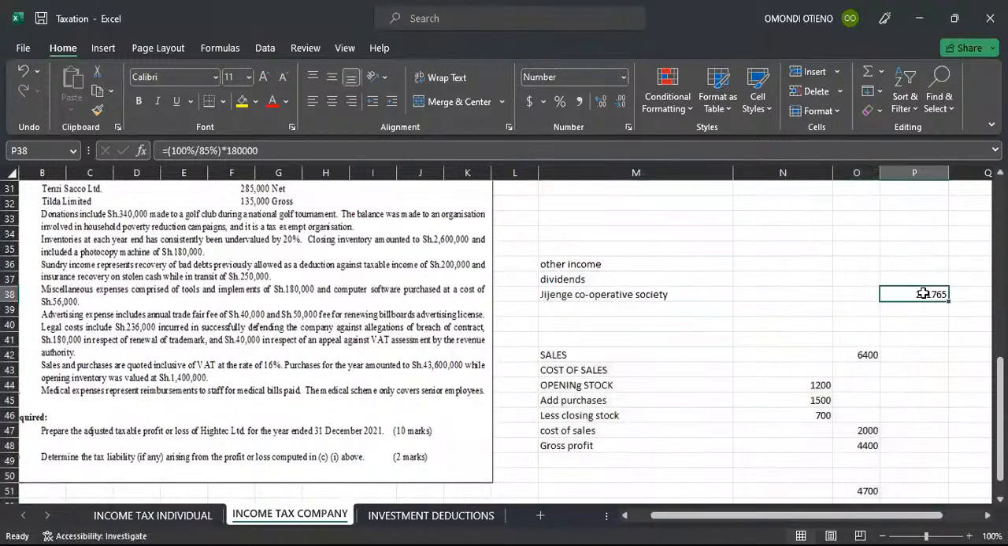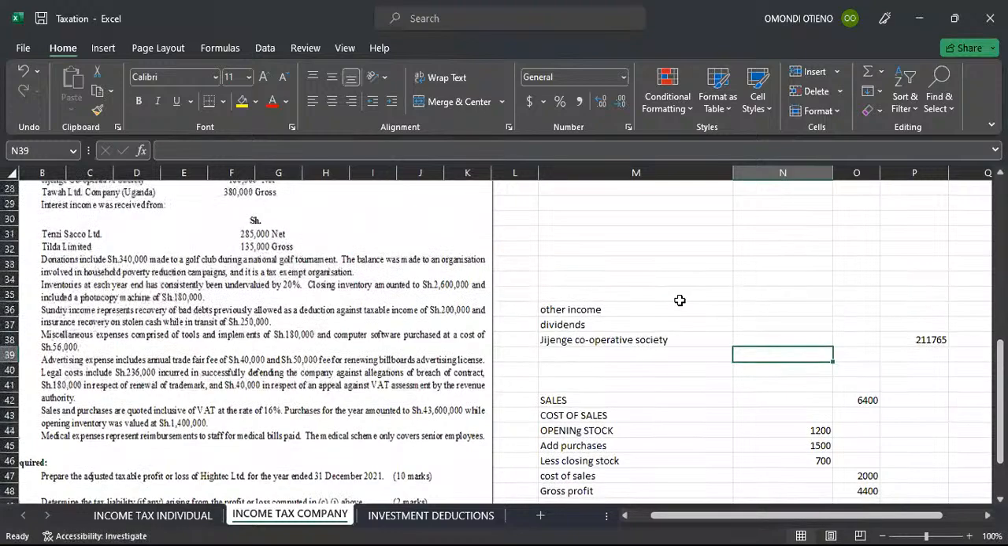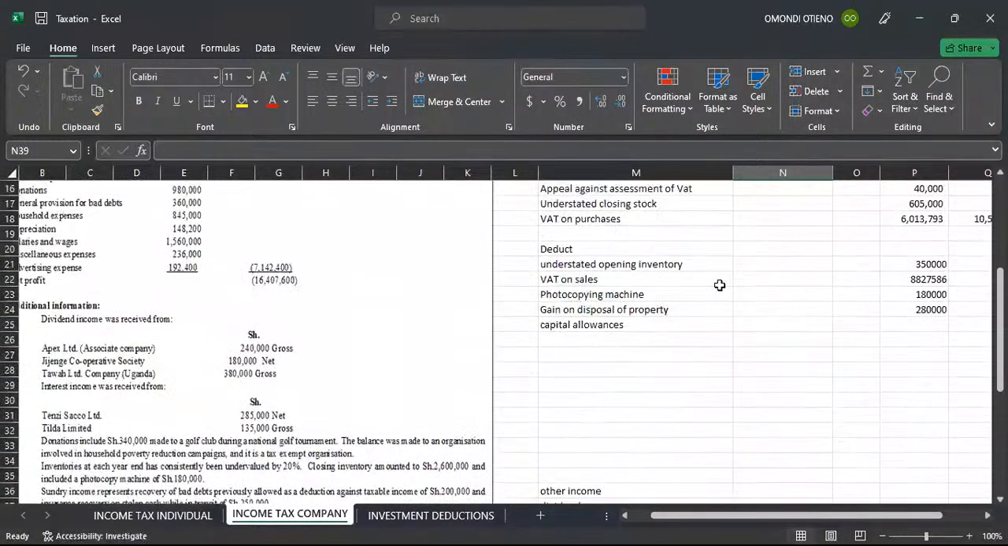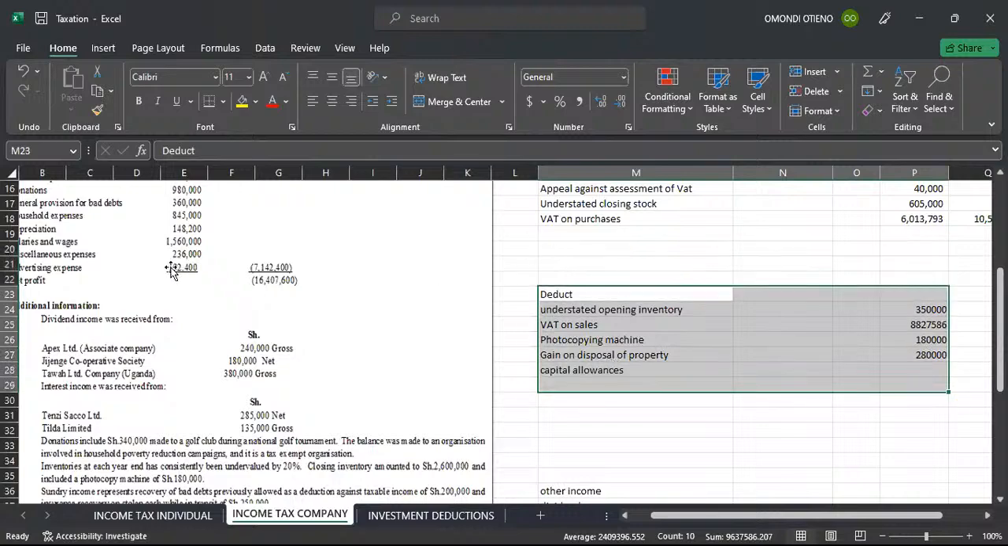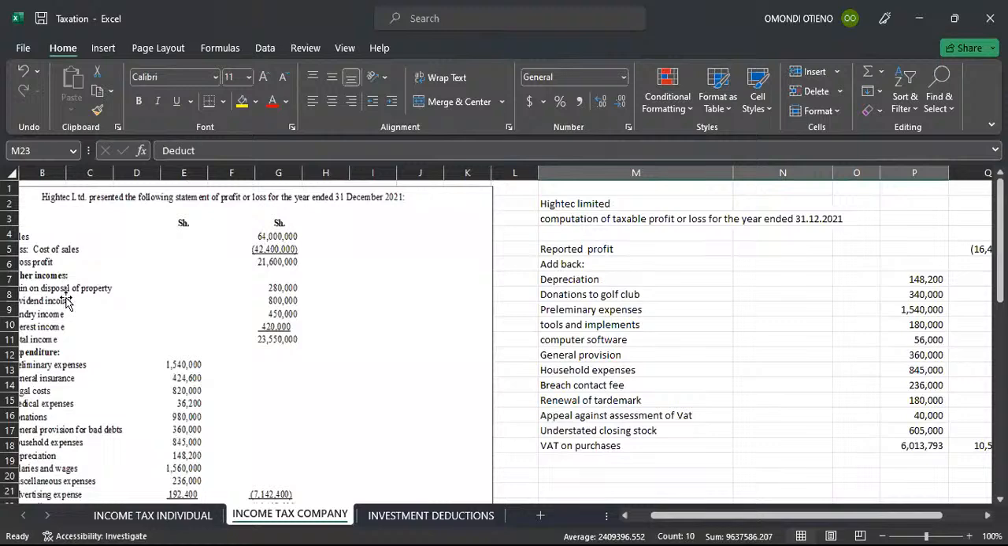Check this one. It is 100% divided by 85% multiply by 180,000. Okay, please pardon. So what is happening here is this. You are deducting expenses, things that are allowed to reduce our taxable income, and we deducted them up here. So what we are now looking at is the dividends income. Remember, just look at where dividends income is recorded. Dividends income is 800,000.